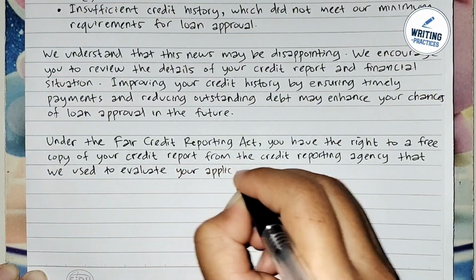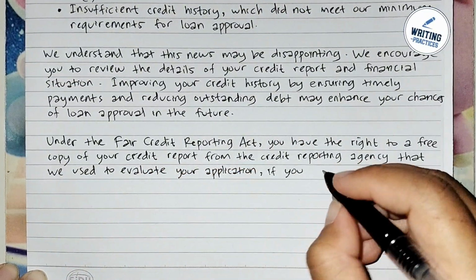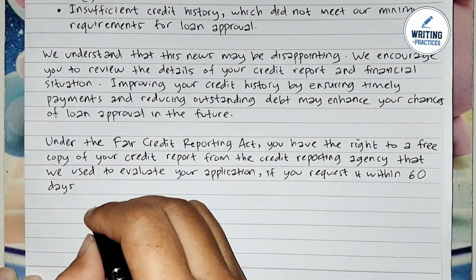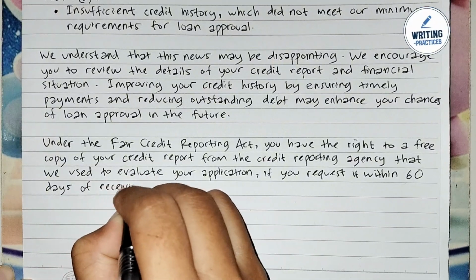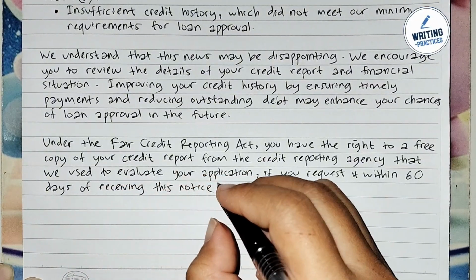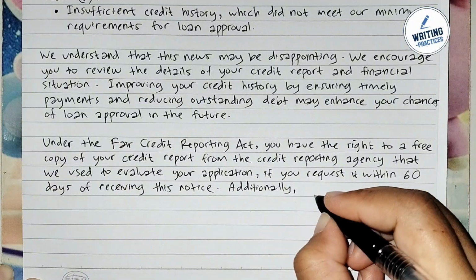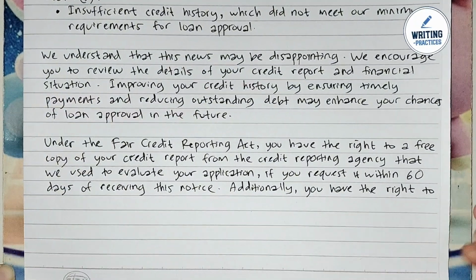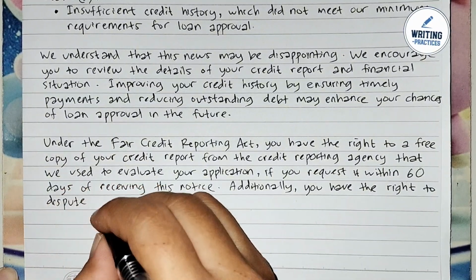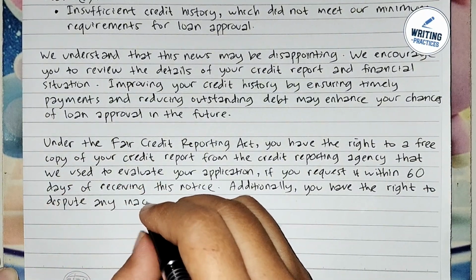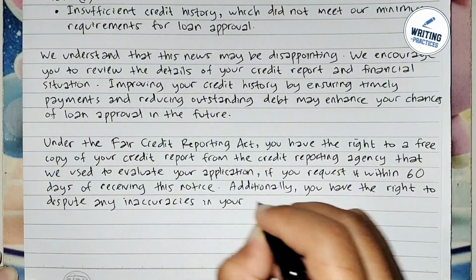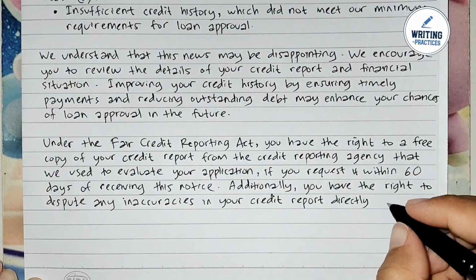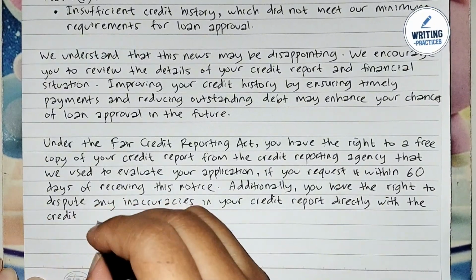Under the Fair Credit Reporting Act, you have the right to a free copy of your credit report from the credit reporting agency that we used to evaluate your application if you requested within 60 days of receiving this notice. In the fifth paragraph, write about disputing inaccuracies. It means, you need to mention the applicant's right to dispute any inaccuracies in their credit report directly with the credit reporting agency. You can state it like this. Additionally, you have the right to dispute any inaccuracies in your credit report directly with the credit reporting agency.